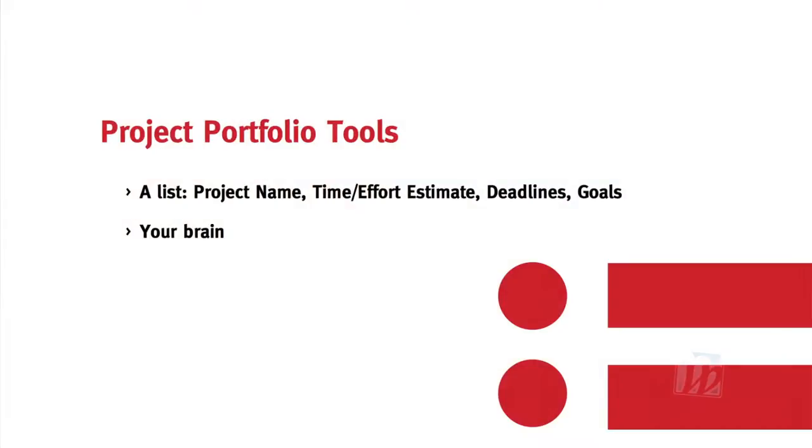So I want to talk about the project portfolio a little bit and what's necessary and why it's important to think about it in this way. So basically, all you really need to manage your project portfolio is a list: project name, time and effort estimate, deadlines, and what the goals of the project are, and your brain. It's pretty simple. It's really just a concept. It's one of the concepts I was talking about.